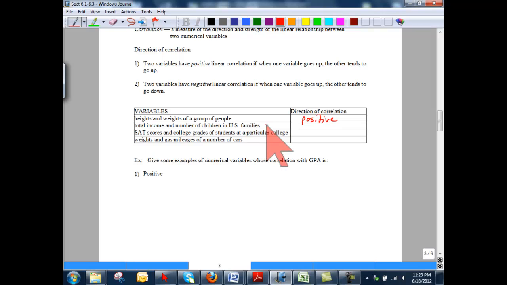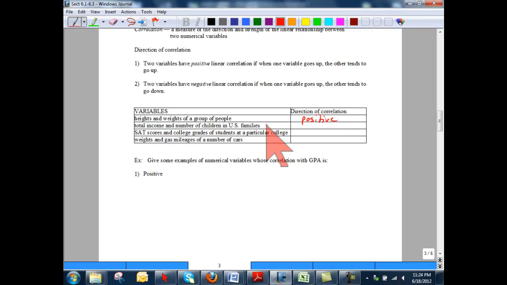How about correlation between family income and number of children, at least in U.S. families? So do wealthier families tend to have more children or less children than poorer families?